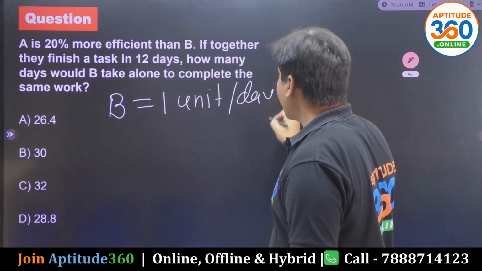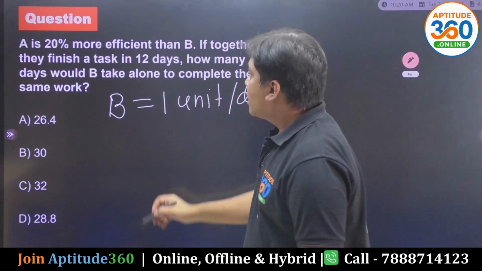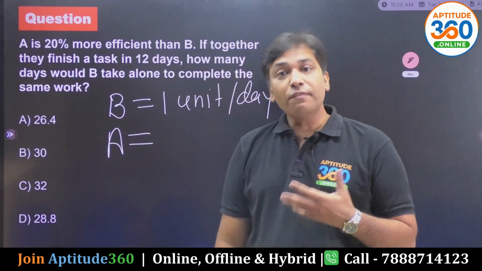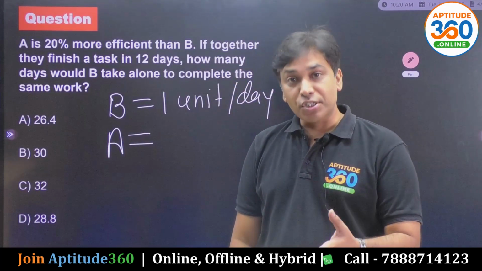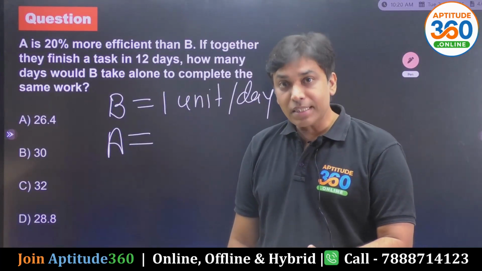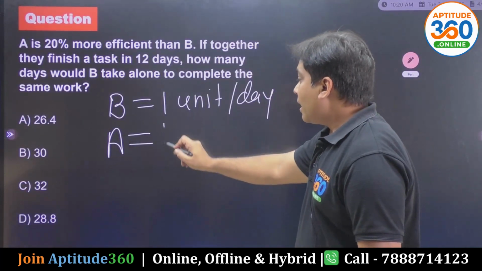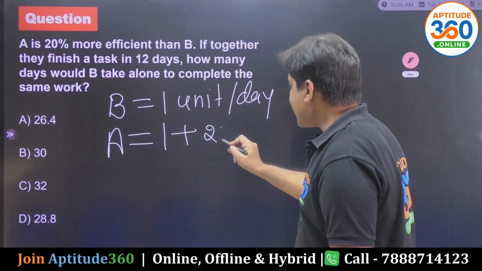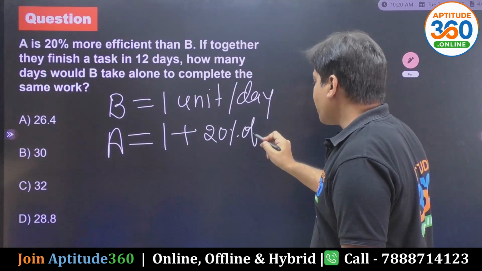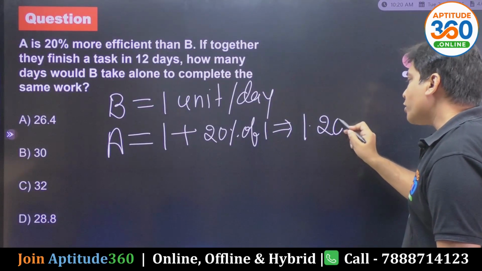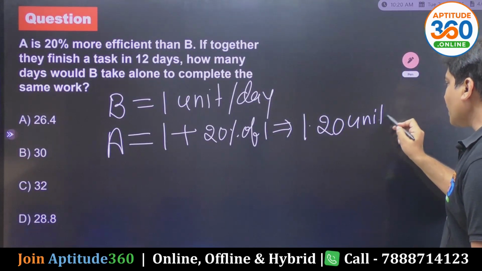एक दिन का काम 1 unit हो गया. So now problem says that A is 20% more efficient. If A is 20% more efficient, A is going to be doing 20% more work than that of B, is it not? So if B does 1 unit, A is going to be doing 1 unit plus 20% of that 1 unit. If you simplify this, probably you're going to get what? 1.20 units per day, isn't it?